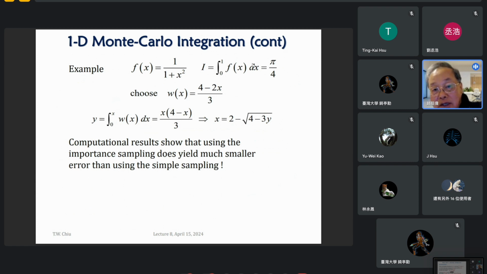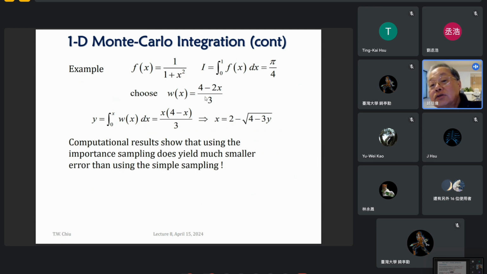Now you can see this function is decreasing. At x equals 0, it is 1. At x equals 1, it is 1/2, so it's decreasing. So I choose this w(x).